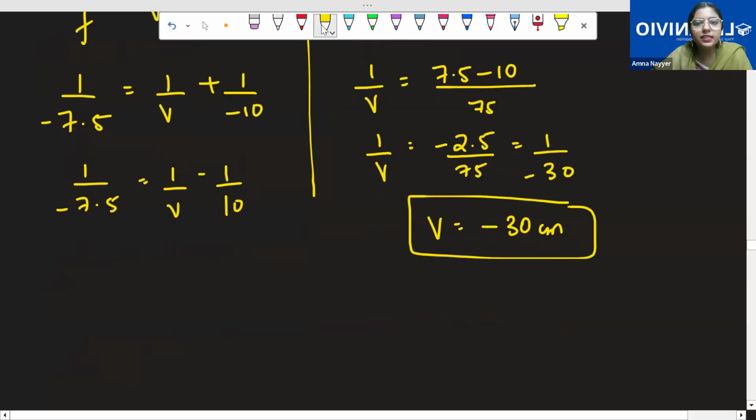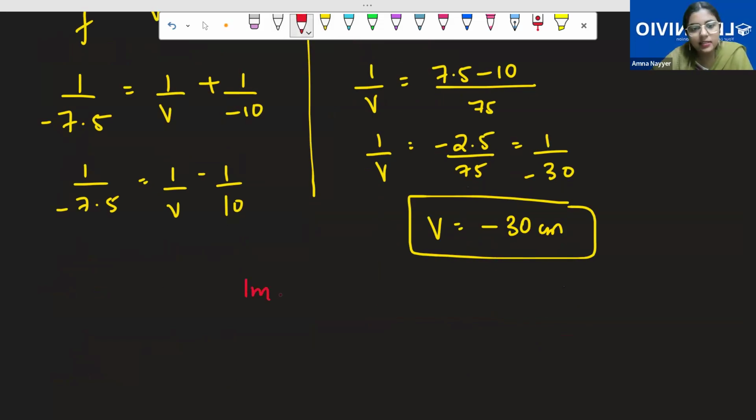Now, this means the image distance is 30 centimeter behind the mirror or in front of the mirror? Image is behind the mirror. See, this is concave, so image is in front of the mirror. No, it's in front of the mirror. Minus. Don't have to see that.